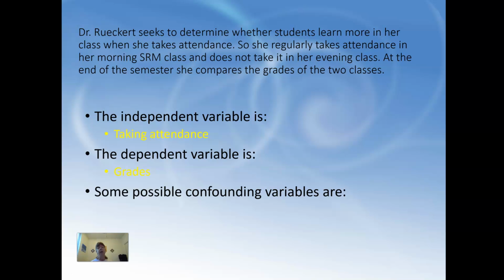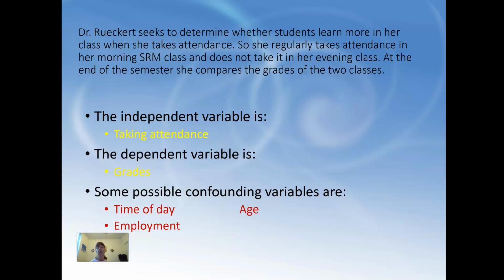So now try to think about what might be some possible confounding variables. What might be some differences between my daytime class and my evening class that might change the grades? And again, you can pause the video and think about your answers. So for this question, unlike the other two questions, there aren't definite right and wrong answers. They're just more or less plausible answers.